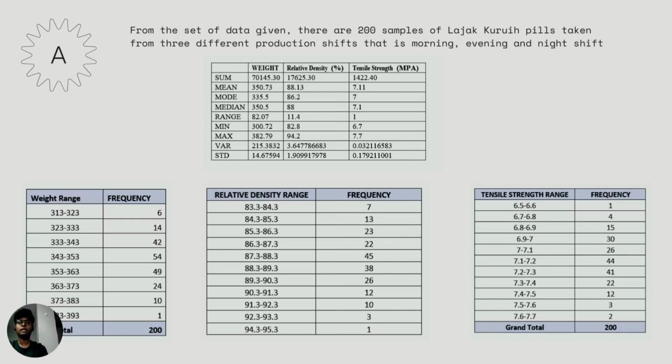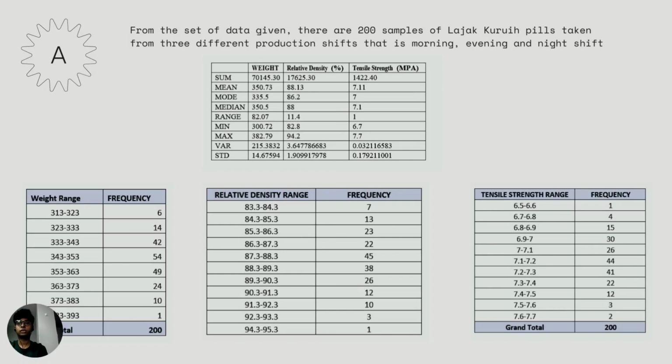The second table represents the weight range on the left-hand side and the frequency on the right-hand side. For the weight range, we divided it based on its interval, where each interval is 10. As you can see, the highest frequency is at 343 until 353, and the grand total is 200 as given to us. The next table is related to relative density range and frequency. You can see the maximum frequency lies between 87.3 to 88.3, for a grand total of 200.